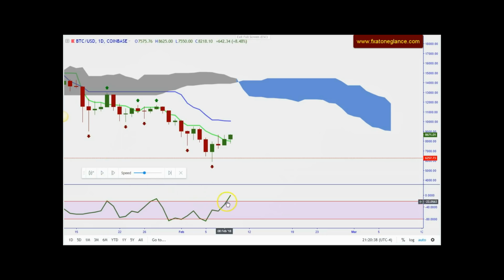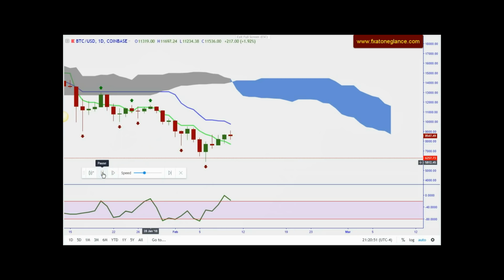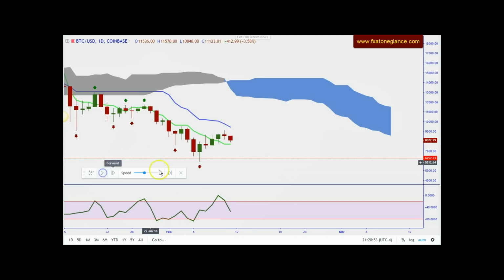All right, so now we broke back above. So we're still looking for a short trade because we got our crossover right here that was bearish, and that's why we took this short trade, and we had some good profit there. And then you could see we're above the level. Now we're below the level.